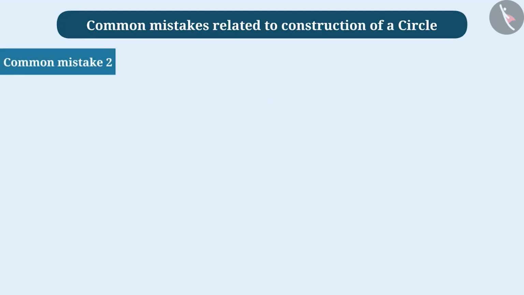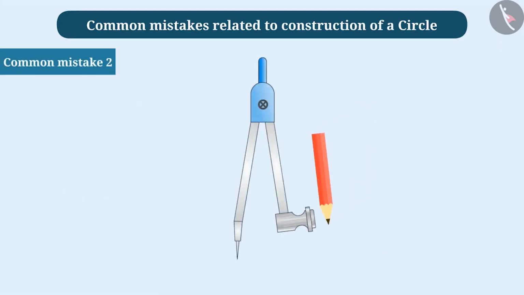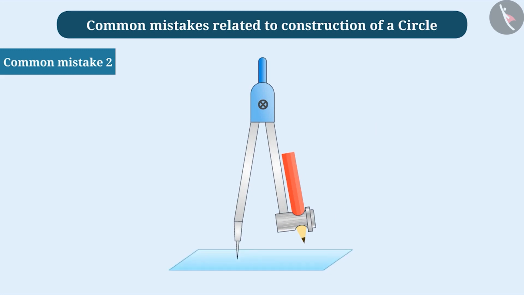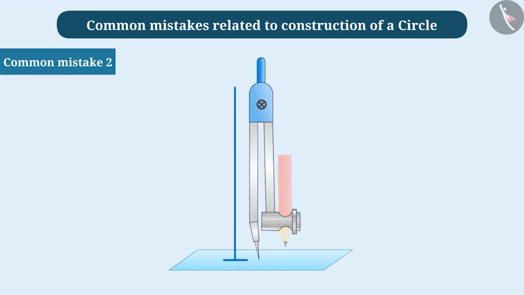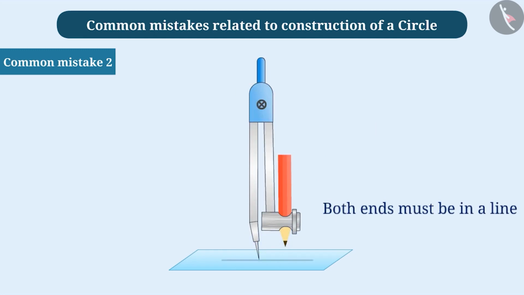Common mistake 2. Some students fail to place the pencil properly in the compass. Keep in mind that while placing the pencil in the compass, it is important to keep the pencil and the ends of the compass in a line by placing the compass vertically on a flat surface.